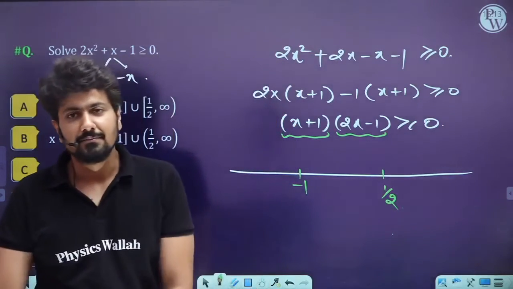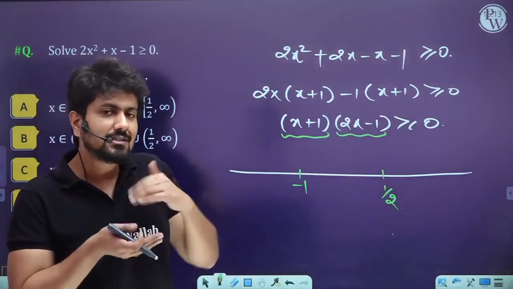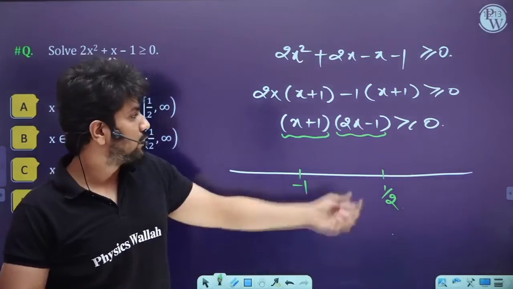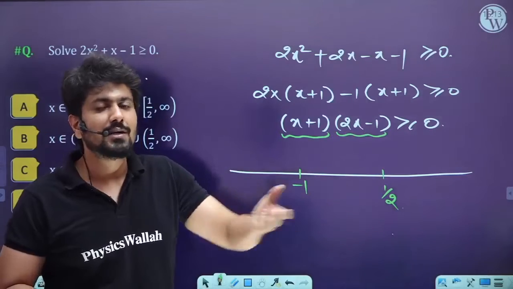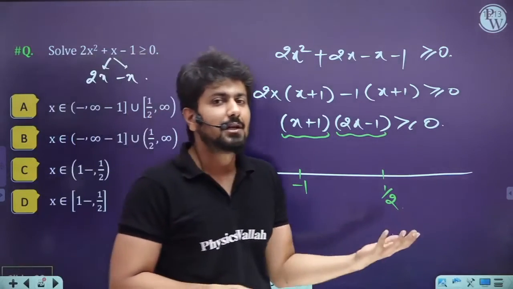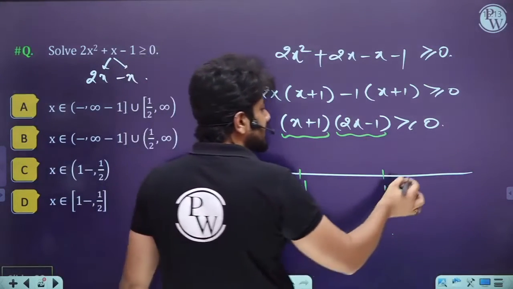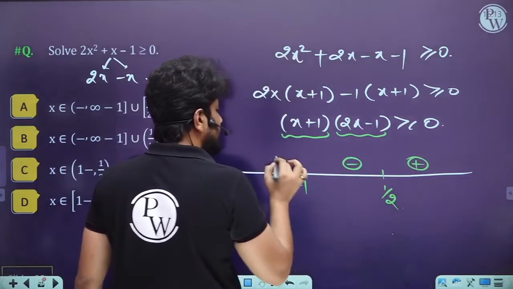Okay, got it? So you can just equate the factor to 0 and then check the critical point. If you equate 2x minus 1 to 0, the critical point is 1 by 2. Okay, so these are the critical points. In the extreme right, positive, then negative, then positive.